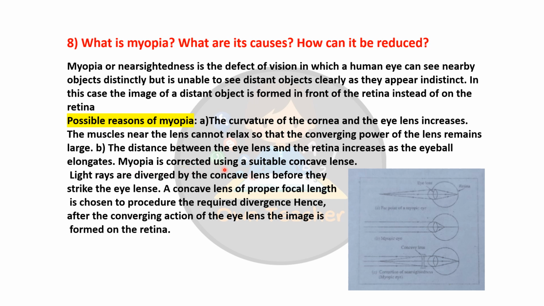Myopia is corrected using a suitable concave lens. Light rays are diverged by the concave lens before they strike the eye lens. A concave lens of proper focal length is chosen to produce the required divergence. Hence, after the converging action of the eye lens, the image forms on the retina.